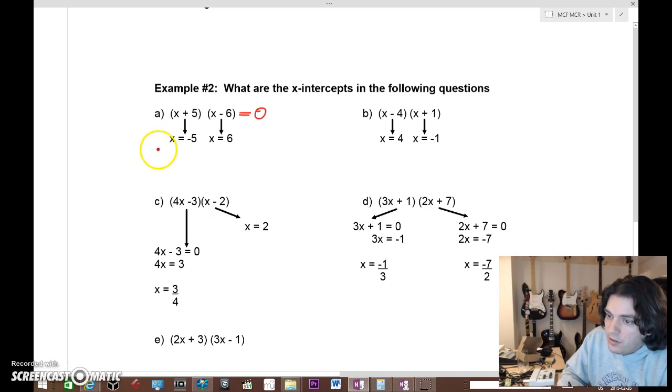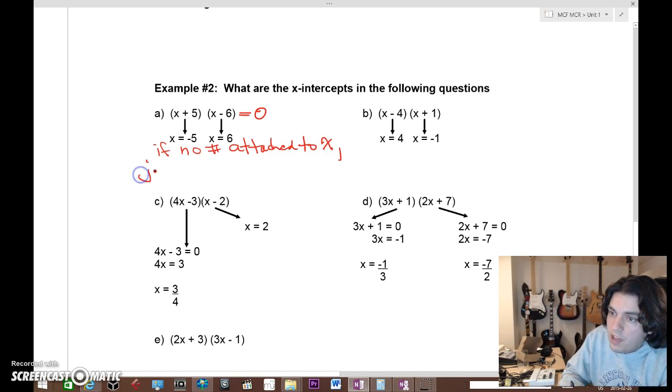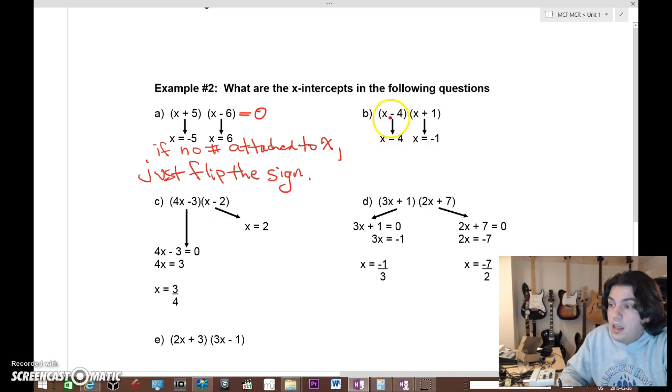And the simple note is that you can just flip the sign. As long as there's no number on the x, it's really easy. It's just as simple as flipping the sign. So if no number attached to x, just flip the sign. But if, on the other hand, there is a value attached to x, you have to follow a different procedure. But let's look at this one again.